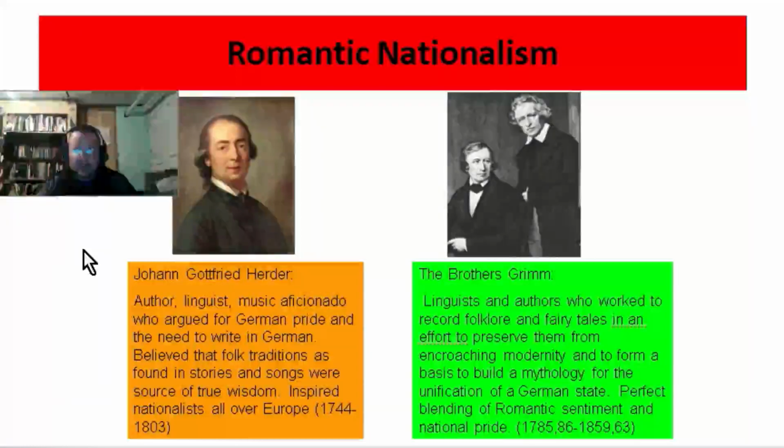So on this slide, I've also got the Brothers Grimm, who you've probably heard of before. They collected a lot of the fairy tales you maybe learned as a child. They believed that recording the folklore and stories of ethnic Germans would help create a canon of literature upon which they could base a better understanding of German identity, German values.